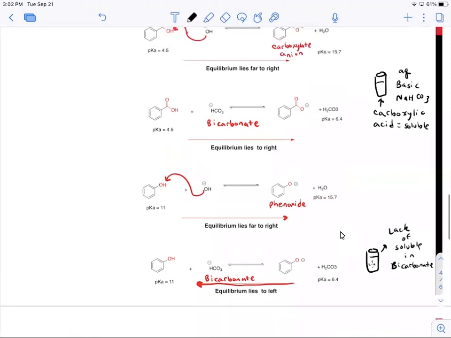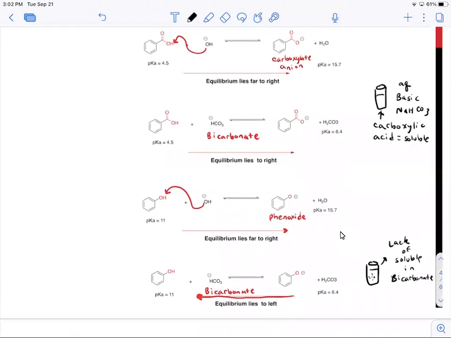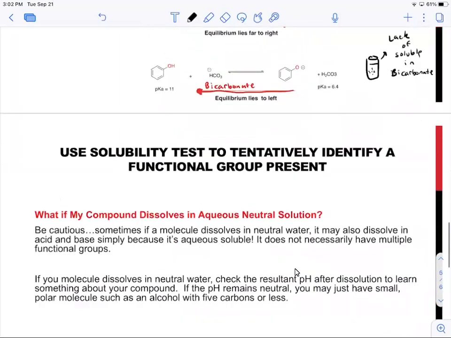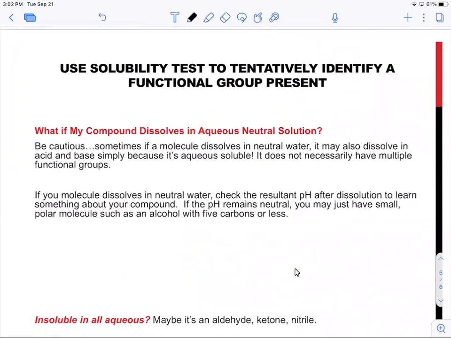So if you have a molecule that seems to be soluble in hydroxide, it's a good idea to then check the solubility in bicarbonate and use that to maybe start to build evidence that you have either a carboxylic acid or a phenol preferentially. In some of our subsequent discussions, we'll talk about how we can use some of the spectroscopy we're going to learn this week to confirm this assessment. So that's how we're going to use solubility this week to try to identify our functional groups.